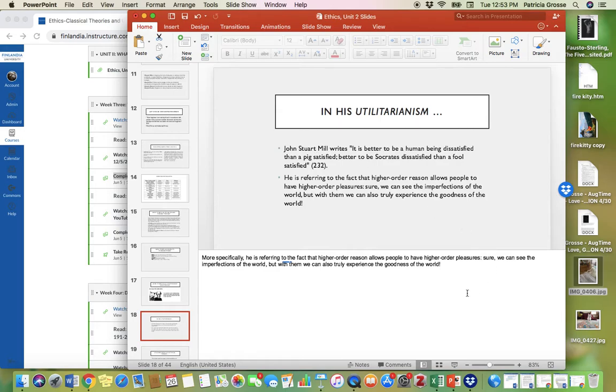So, John Stuart Mill writes, "It is better to be a human being dissatisfied than a pig satisfied. Better to be Socrates dissatisfied than a fool satisfied." More specifically, John Stuart Mill is referring to the fact that higher order reason allows people to have higher order pleasures. Sure, we can see the imperfections of the world, but with them we can also truly experience the goodness of the world. What do I mean by this?